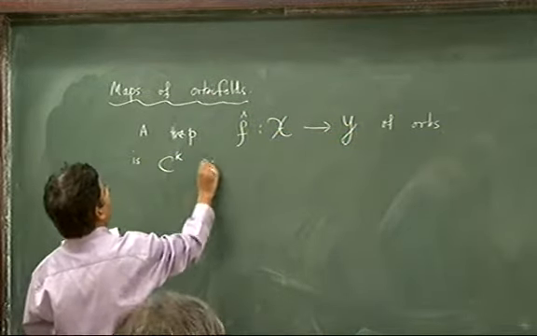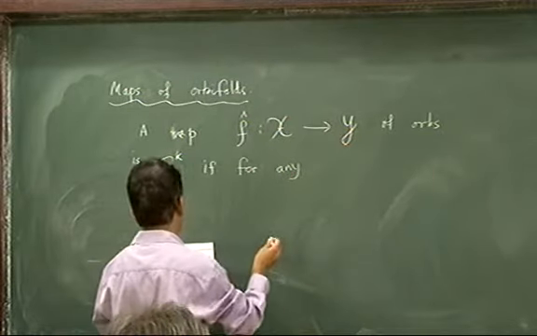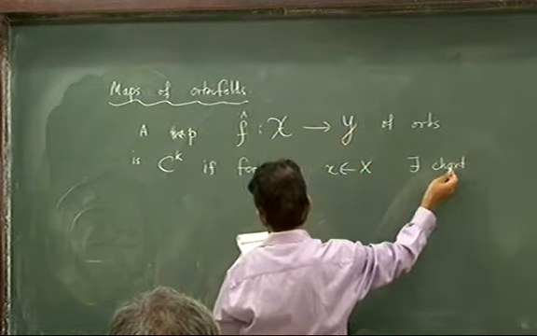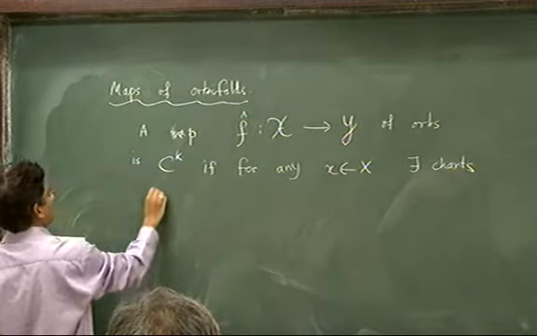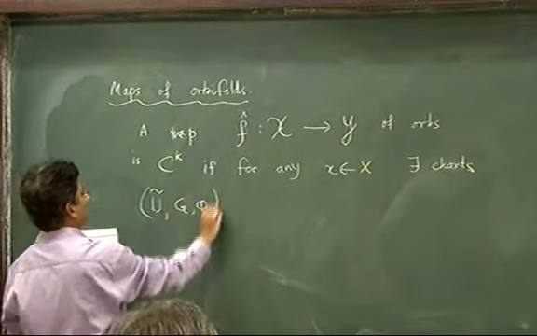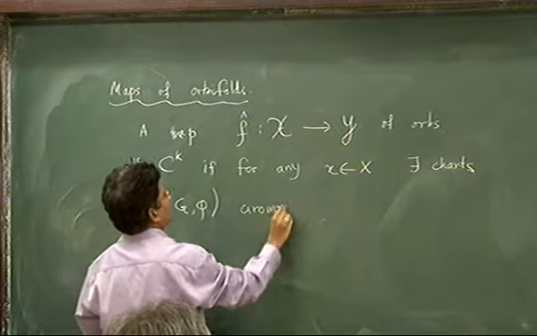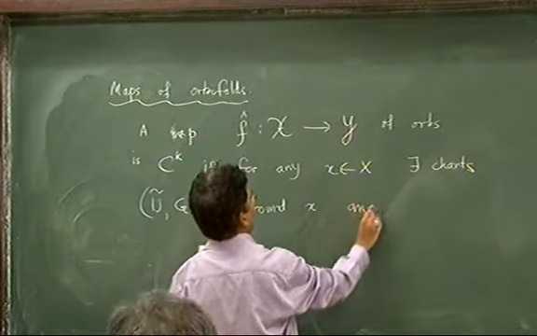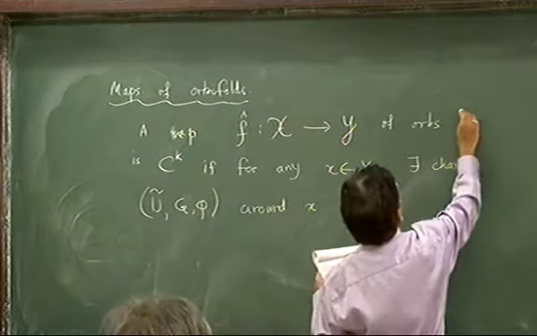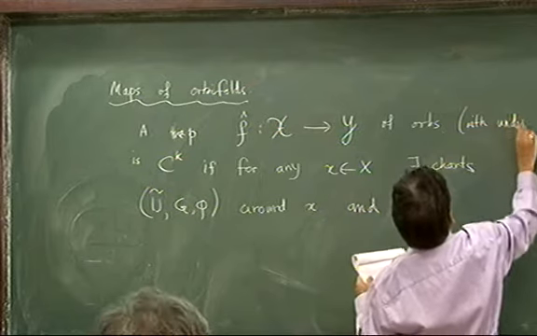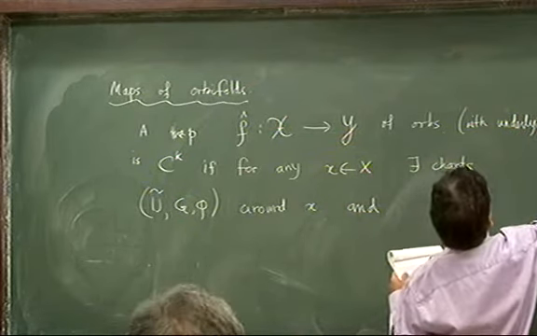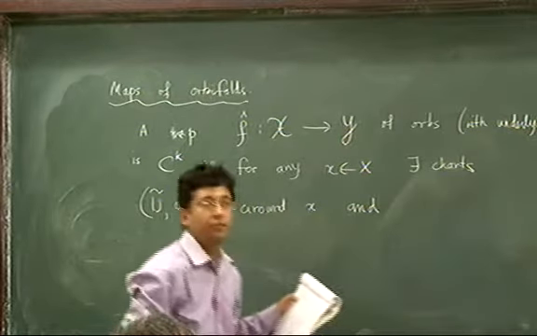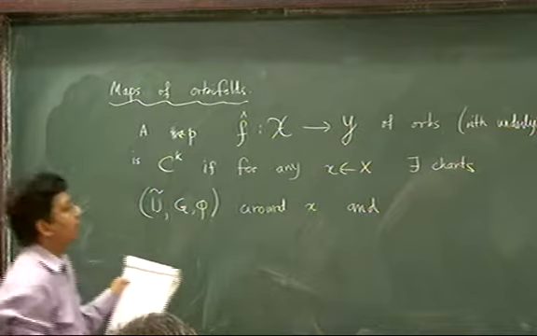If for any x in X there exist charts (U tilde, G, phi) around x, and, let me say here, with underlying map F from X to Y. So those are the underlying topological spaces, and you have a map.